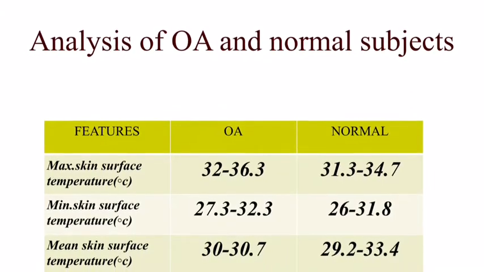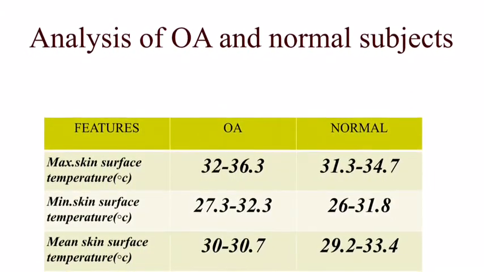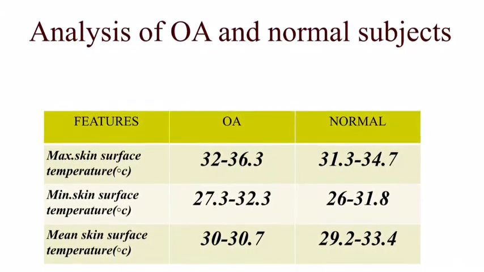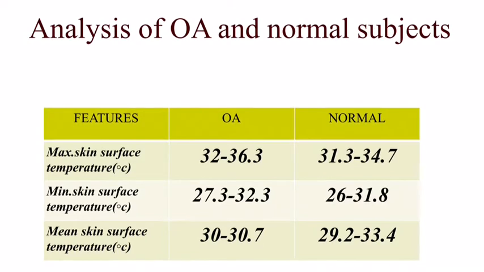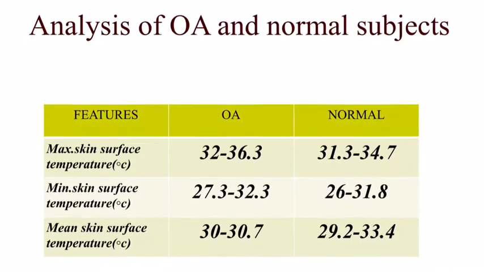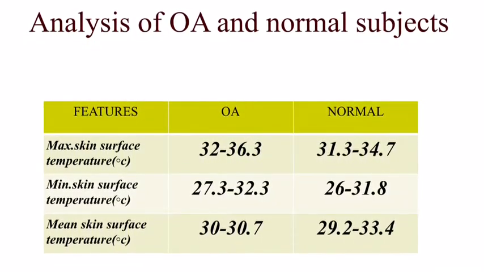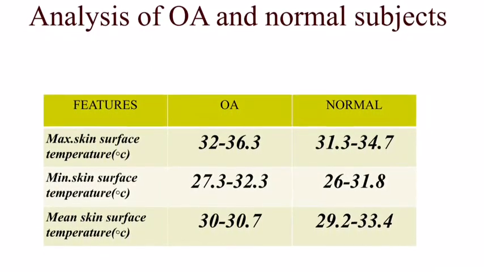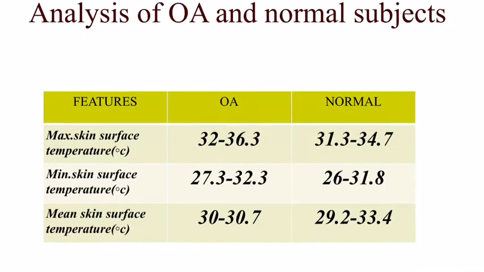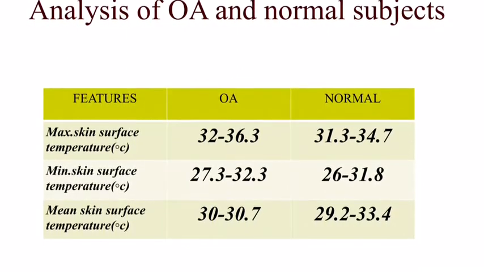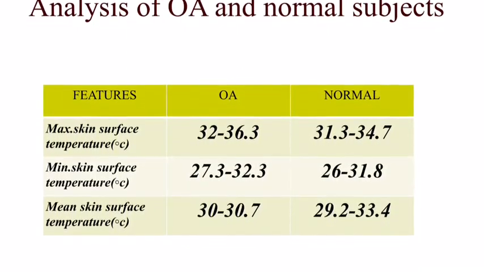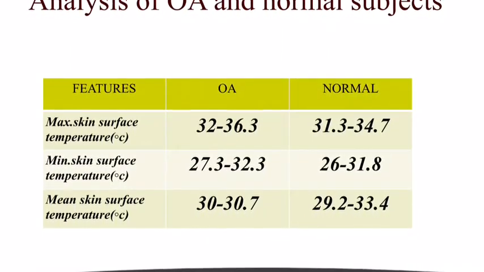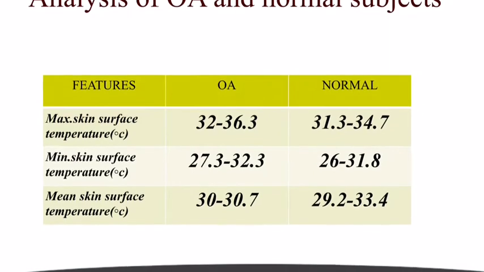The maximum skin surface temperature of osteoarthritic participants ranged between 32 degrees Celsius to 36.3 degrees Celsius, while the normal was 31.3 to 34.7 degrees Celsius. The minimum skin surface temperature of osteoarthritic participants was in the range 27.3 to 32.3 degrees Celsius and in normal 26 to 31.8 degrees Celsius.